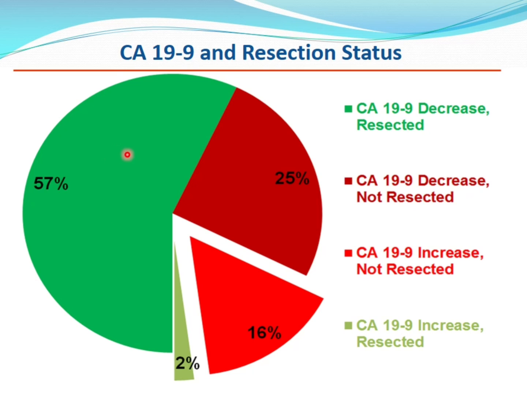In this sector, the level of CA19-9 has decreased, but the tumor was not resected. And in this sector, there is increase in the level of CA19-9 and the tumor was not resected. And in this small sector, there is increase in the level of CA19-9 and the tumor was resected.